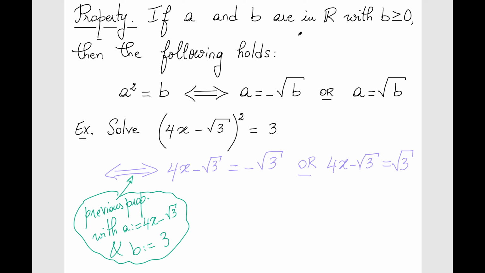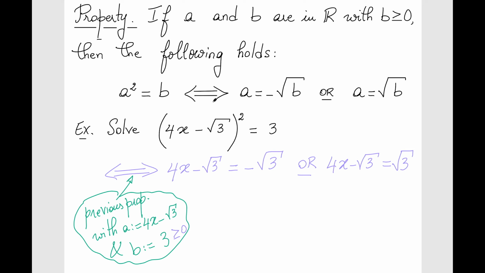If a and b are two real numbers with b non-negative, remember b is 3 in my context, so certainly it is non-negative. As such, you can use this result whenever you want. Well, I wanted it to be used when a is 4x minus square root of 3 and when b is 3, right? And as we said, b is non-negative, so I'm going to be able to use it.